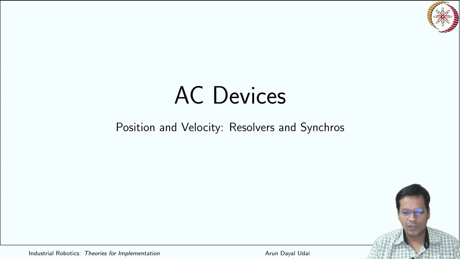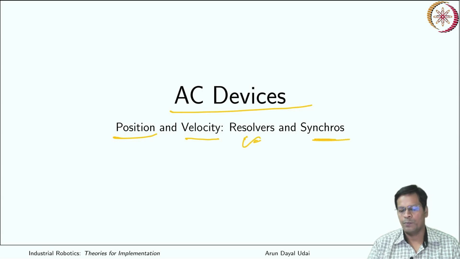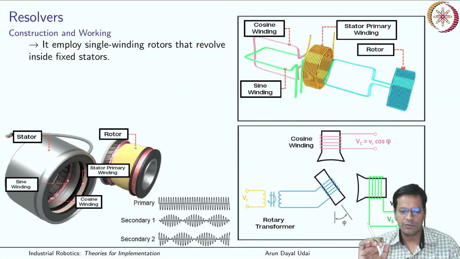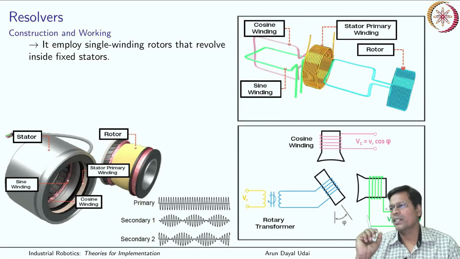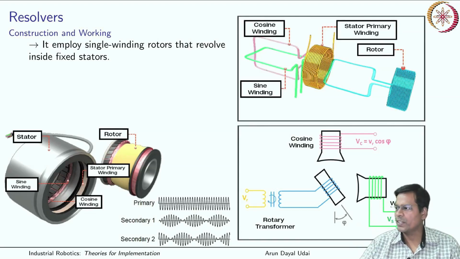Now talking about AC devices, they can be used for position measurement or can directly give you velocity. Two major ones are resolver and synchro. Resolver is very, very common in industrial motors. I'll tell you why. Let us first understand how it works. So yes, internally resolvers are connected like this. It employs a single winding rotor that revolves inside a fixed stator. Just look at this figure carefully.